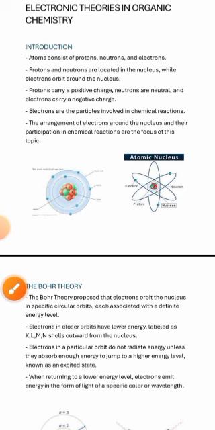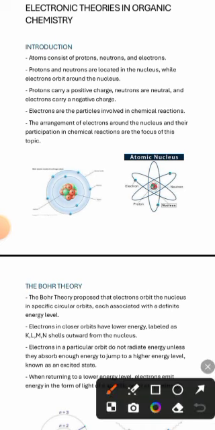Also, the arrangement of electrons around the nucleus of the atom will determine its chemical properties. It is essential in chemical reactions, in chemical bondings, and the rest. Only the electrons participate in chemical bonding.